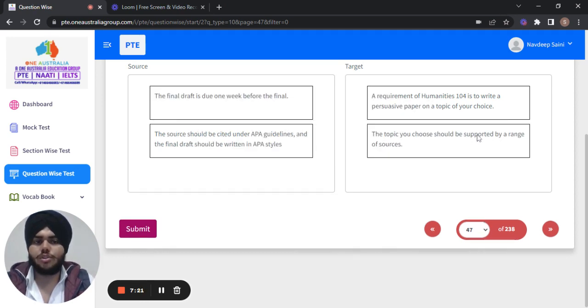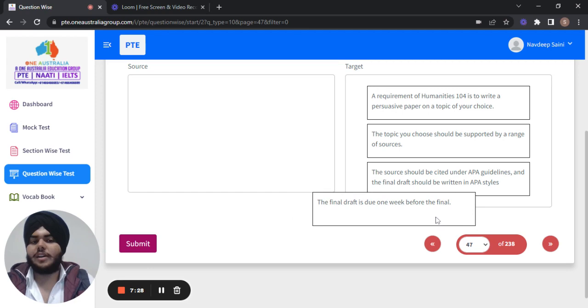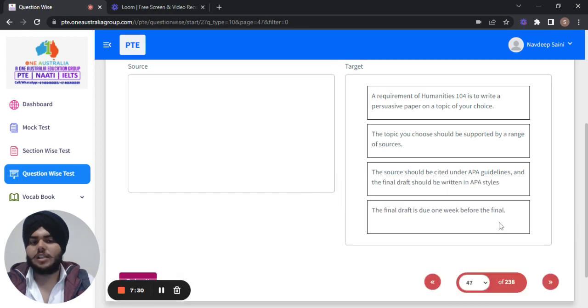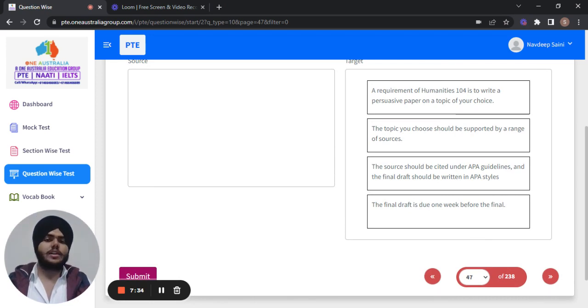The topic you choose should be supported by a range of sources. The source should be cited under APA guidelines and the final draft should be written in APA style. The final draft is due 1 week before the final. So try to, like I said, put up questions and try to answer those questions, right? The topic you should choose, topic for what? The source in the final draft of what? And after that, we've got the final draft is due 1 week before the final, right?